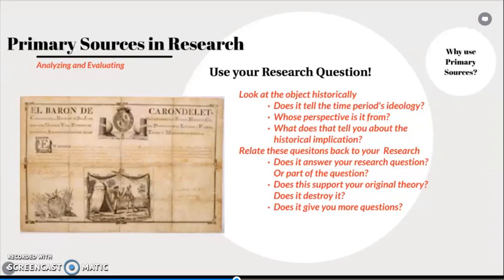Because everyone starts their research with preconceived notions, everyone has the opportunity to use the research to bash or support those notions. By using your research question, you'll be able to guide these questions in a way that's going to help your research become. So why use primary resources?